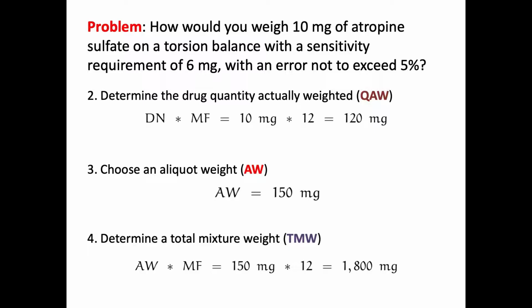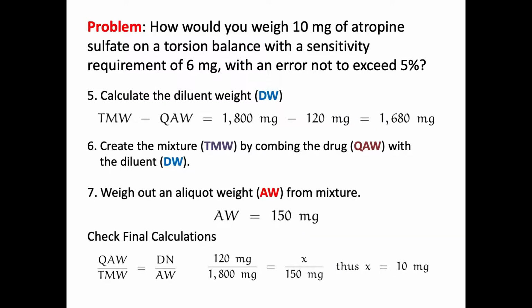We have to do that now because our next step, step 4, is to determine the total mixture weight. So the mixture of both the drug and the diluent, when we combine everything, will be determined by taking this aliquot weight that we have chosen, the 150 milligrams, and multiplying it by that same multiplication factor. So 150 milligrams times 12 is 1,800 milligrams. That's the weight that represents the total mixture of both drug and diluent when mixed together.